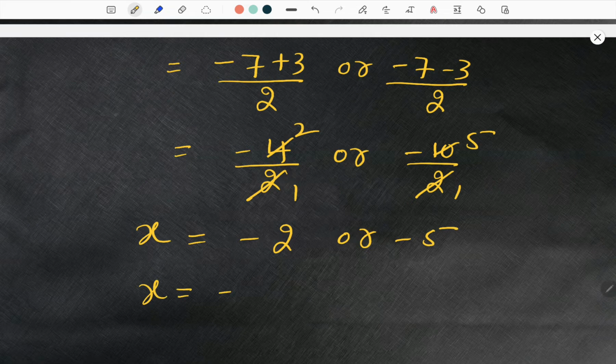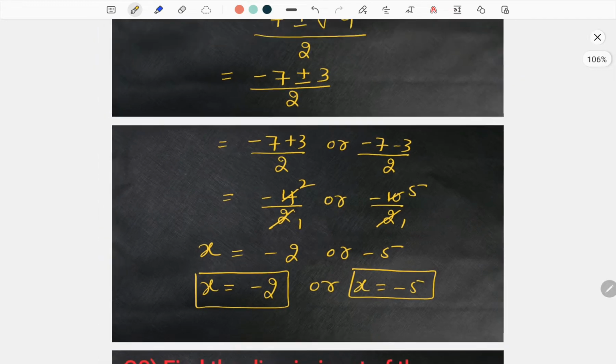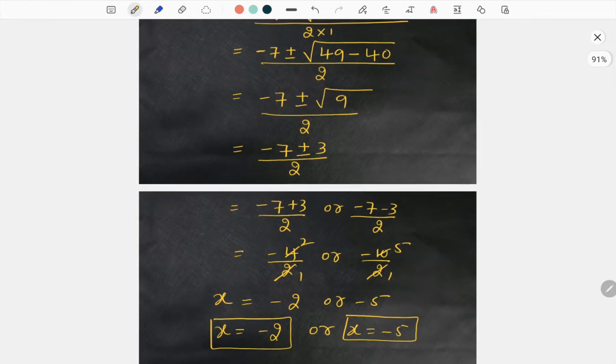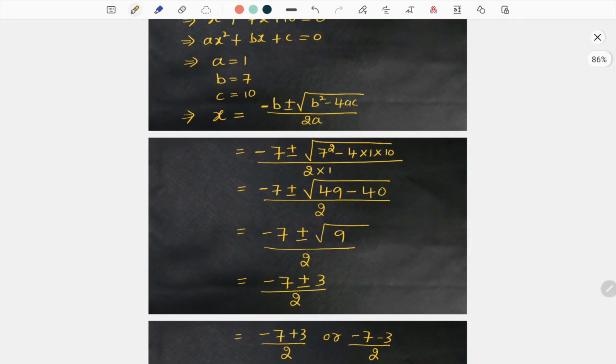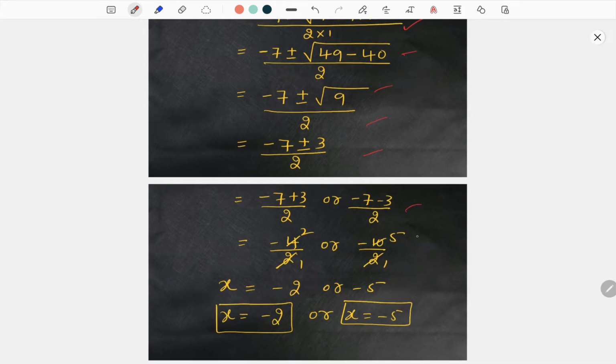Otherwise you can write them separately: x is equal to minus 2 or x is equal to minus 5. These are the two answers we have got. Now how this will be evaluated in your board exam: they will see whether you have compared this with ax square plus bx plus c or not. They will see these values and look into the formula, and if you have substituted well, you will get 1 mark. Then all the calculations will be seen, and if you have the correct answer, another mark will be rewarded, and you will end up getting your 2 marks.